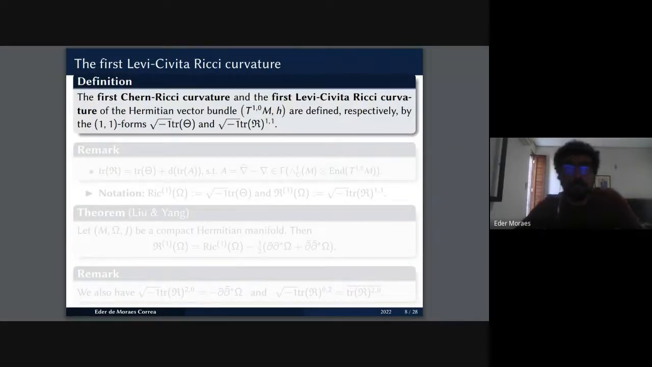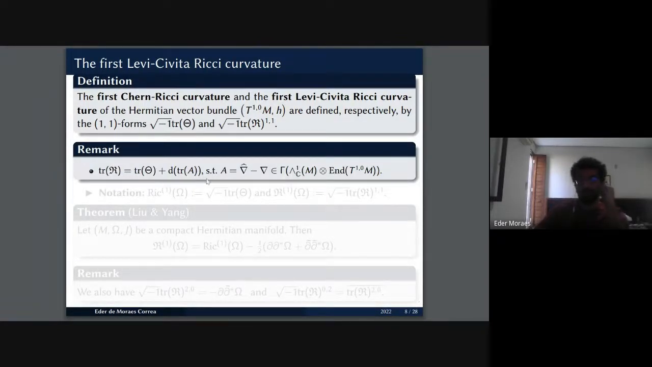The first Chern-Hedge curvature and the first Levi-Civita Ricci curvature of the Hermitian vector bundle, which we have associated to a Hermitian manifold, are defined respectively by these two (1,1)-forms. So this is the first Chern-Hedge curvature, and this is the first Levi-Civita Ricci curvature. These two notions of curvature are related by this. Essentially what I'm doing here is, from the connection which we have on the holomorphic tangent bundle, we have a connection on the anticanonical bundle.